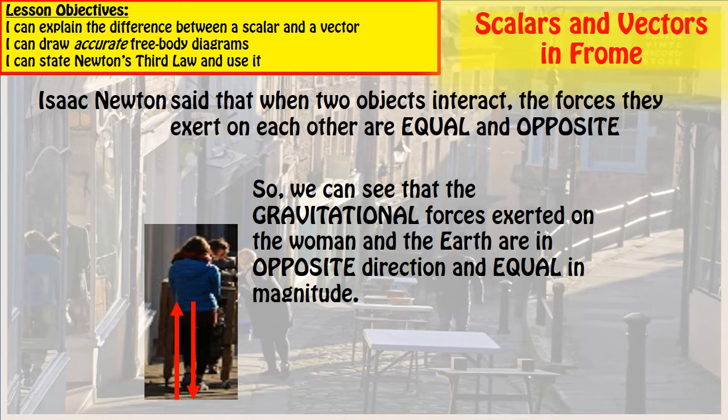So we can see that the gravitational forces exerted on the woman and the earth are in opposite directions and equal in magnitude. To represent this, we draw the arrows the same length to show that the magnitude, or the amount, is equal, and we show the opposite direction. So we draw the arrows going in opposite directions: the gravitational force pulling her down and the woman pulling the earth up.